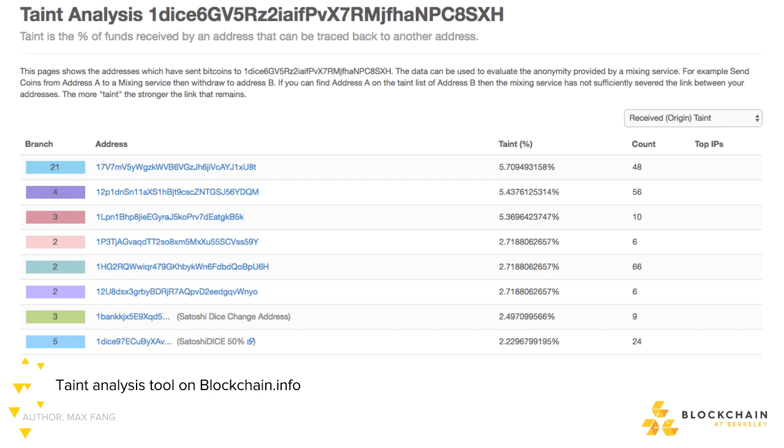This is a screenshot of the taint analysis tool on blockchain.info, and they intend for you to use it as a measure of how good your mixing was. You would run your coins through a mixer, and then you have some freshly generated address that your coins arrived at. Now you put that address into their taint analysis tool, and if you're able to find the original address that you had sent your coins from on this list of likely sources, then that means the mix wasn't good enough. It did not break the link between your old pseudonym and your new pseudonym.